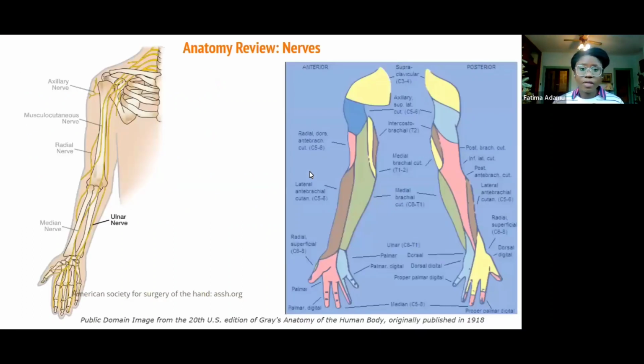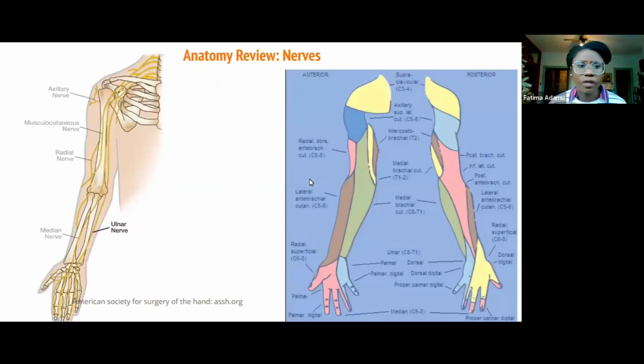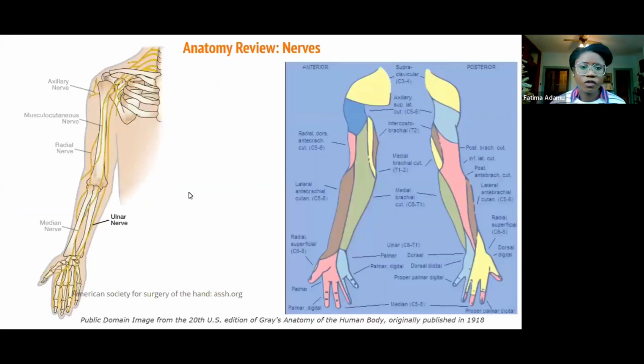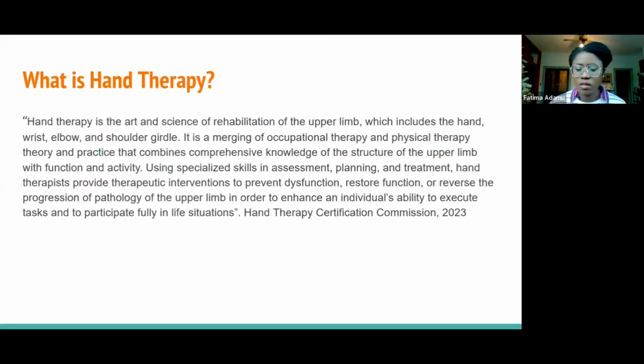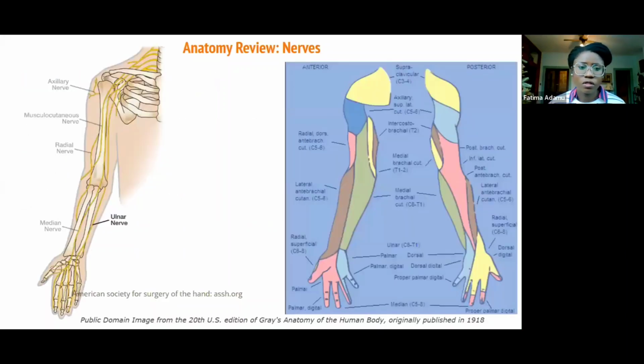So I wanted to review the upper extremity anatomy. I want to see if I can move this bar down. There we go. Okay. All right. So, anatomy of nerves. Upper extremity nerves are pivotal.